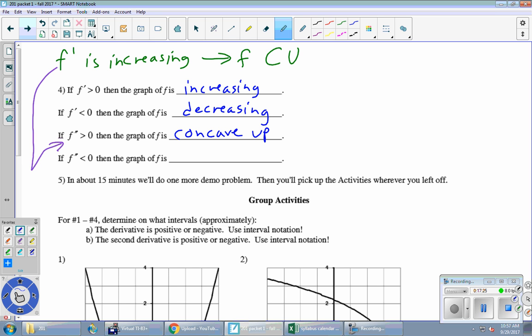It could be that f double prime is increasing. That would be some reference to the third derivative, which I can't look at the graph and know what's going on with the third derivative, but none of these things say that f double prime is increasing. That's like another level of analysis. Okay, and then the flip side, if f double prime is negative, the graph of f turns out to be concave down.